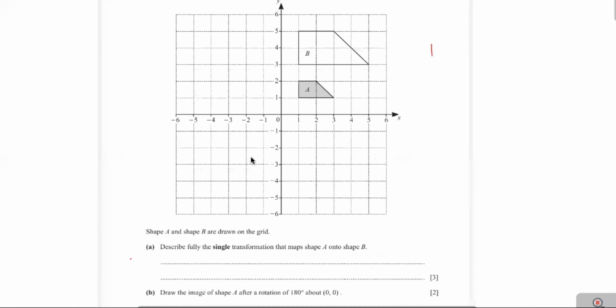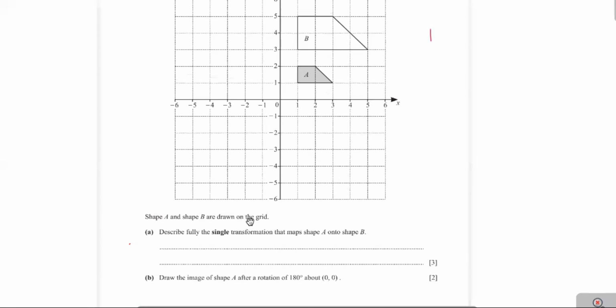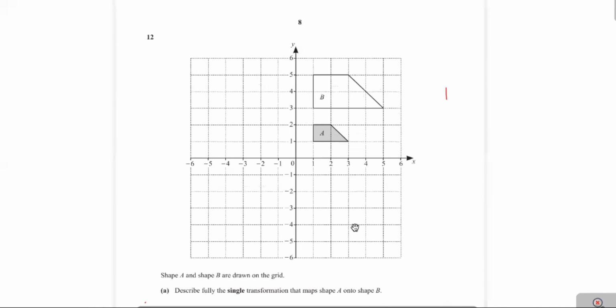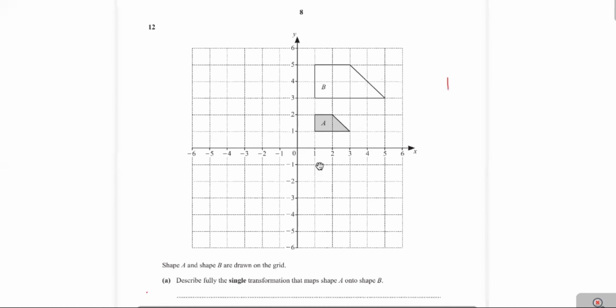Question number 12, shape A and shape B are drawn on the grid. Describe fully the transformation that maps shape A onto shape B. Now you see here, this is an enlargement transformation because the size of shape A is changed. Therefore, firstly, we find the center of enlargement. Firstly, we mark the points on the object.